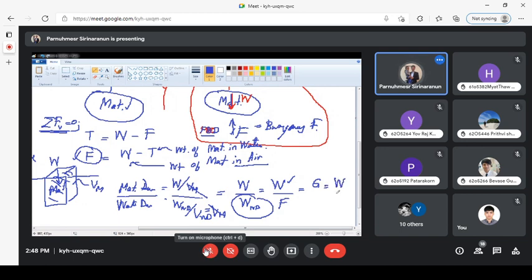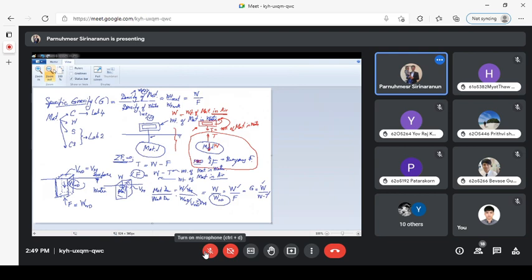So almost every engineer uses this concept to find the specific gravity of material. One, measure the weight of material in the air. Second, measure the weight of material in the water. From this equation, you will get the specific gravity of material. Hear what I'm saying now? Everybody get what I'm saying now?